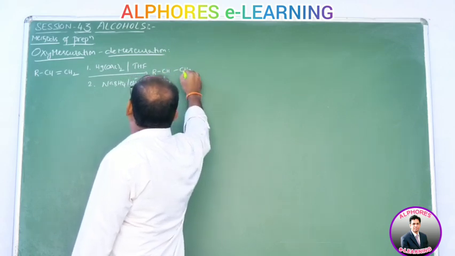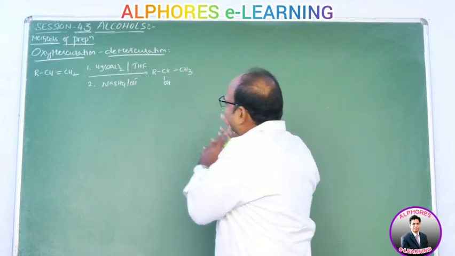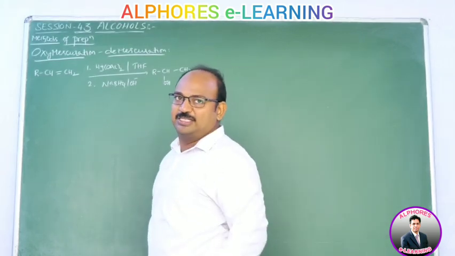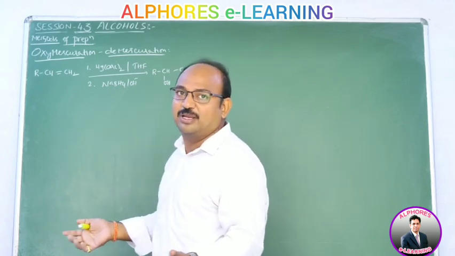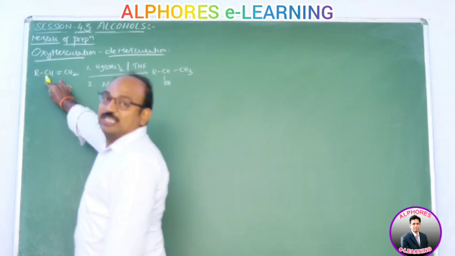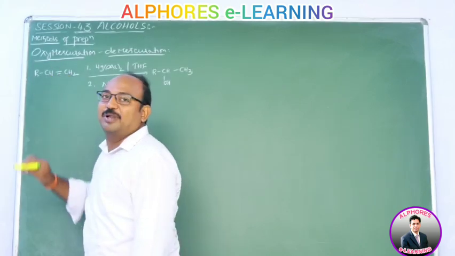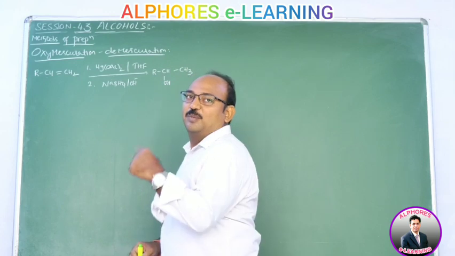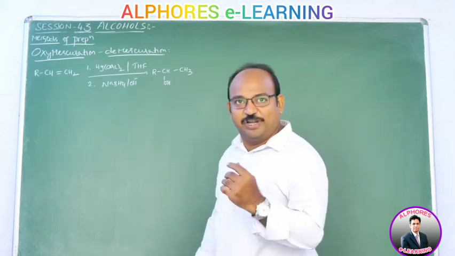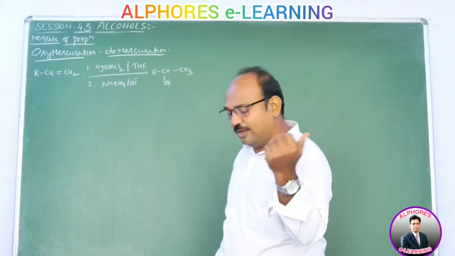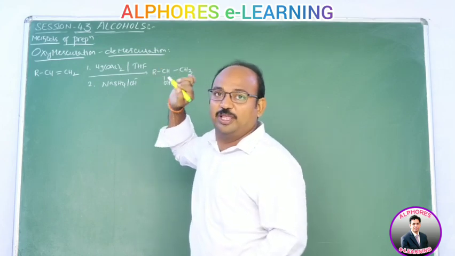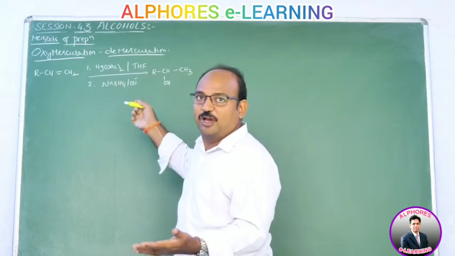The product we get is RCHOHCH3. The overall reaction is addition of water only. While adding water, OH attaches to this carbon and H comes to this carbon. That means the rich becomes richer, the poor becomes poorer, which is Markovnikov addition. The product is the Markovnikov product, so it follows the Markovnikov rule.